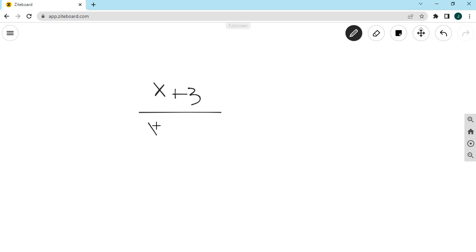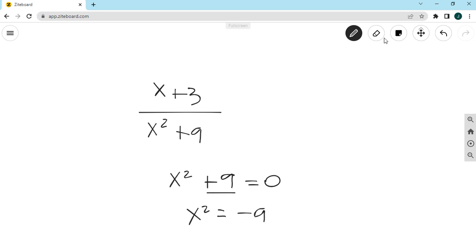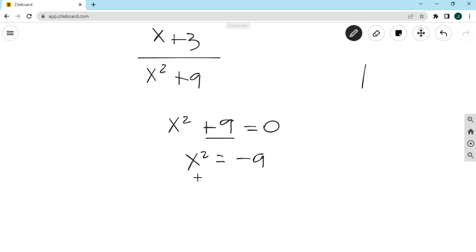Ang kukunin ulit natin dito, ang gagawin ulit natin is we let the denominator equal to 0. So we have x squared plus 9 equal to 0 and get the value of x. Okay. So x squared, again, same process nung kanina. Since positive 9 ito, magiging negative 9 yan. And then, kunin natin yung roots.